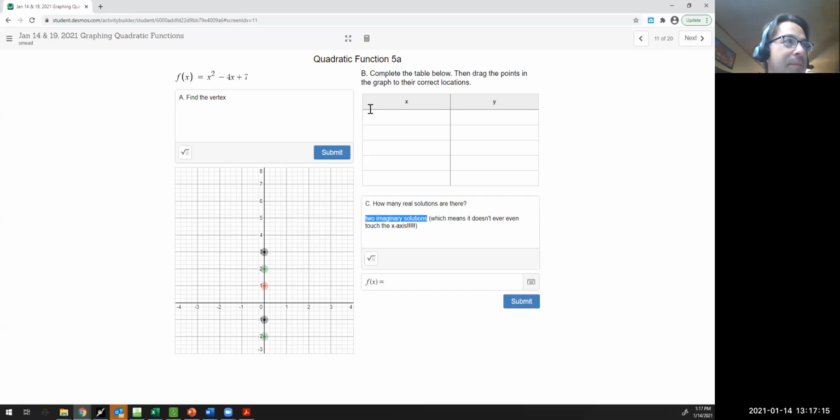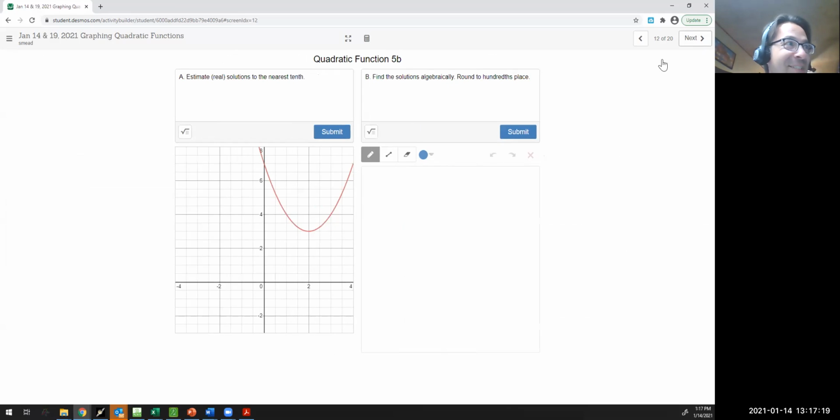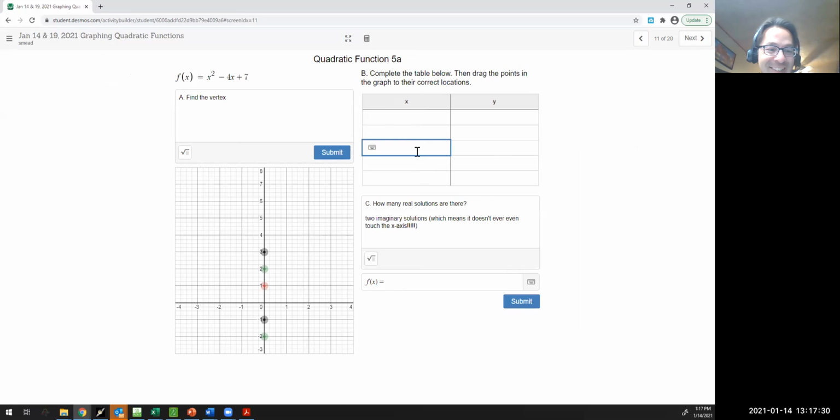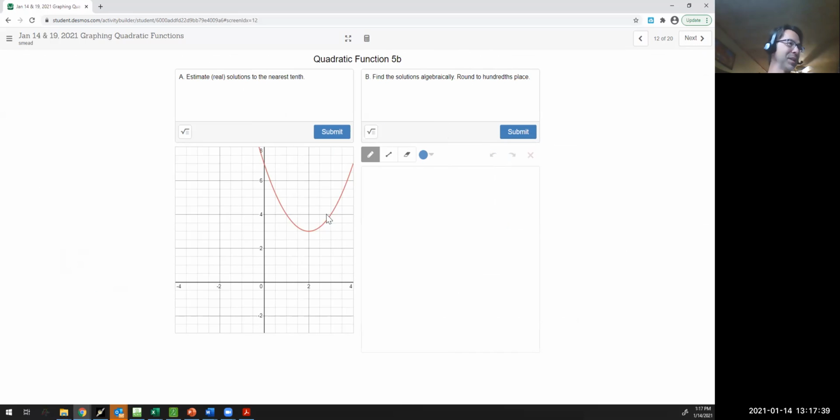You guys want to see me cheat? Watch this. 2, 3, that's that point right there, right? Everybody agree? That's the vertex. So I could literally go 2, 3. Done. And I didn't do any work. I just looked at the graph. Okay. And then we got another point. Let's see. 1, 4. Everybody see that right there? 1, 4.